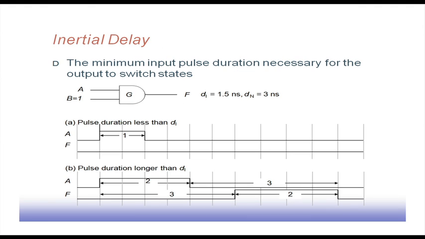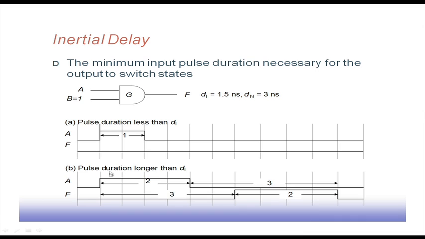Then there is something called inertial delay. It says that there is a minimum input pulse duration necessary for the output to switch states. It may so happen that di is 1.5 nanoseconds. If I have a pulse duration less than that, it will not be affected. Here this pulse duration is 1 nanosecond, which is less than di, the inertial delay, so this did not get affected onto the output. It continued like that.